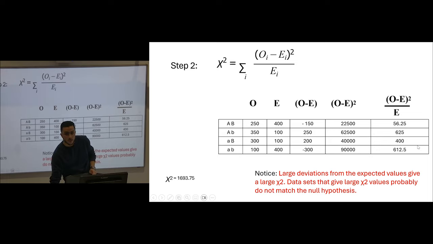And when you do that, it will give you a number, this chi-squared number, that you have to compare with a table of confidence. Kind of clear? No? Okay, good. Yes, Joe.